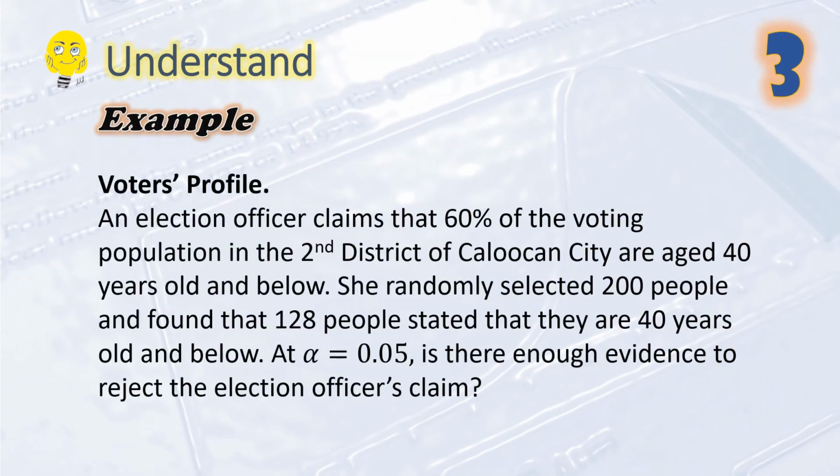Let us proceed to example number 3. An election officer claims that 60% of the voting population in the 2nd District of Caloocan City are aged 40 years old and below. She randomly selected 200 people and found that 128 people stated that they are 40 years old and below. At alpha equal to 0.05, is there enough evidence to reject the election officer's claim?